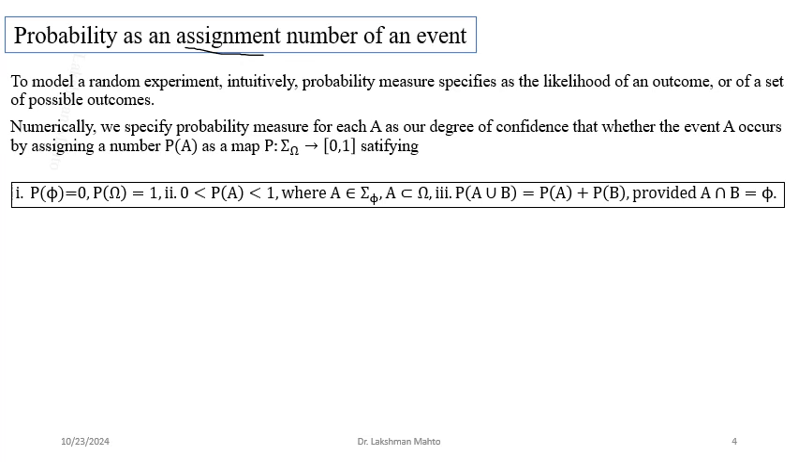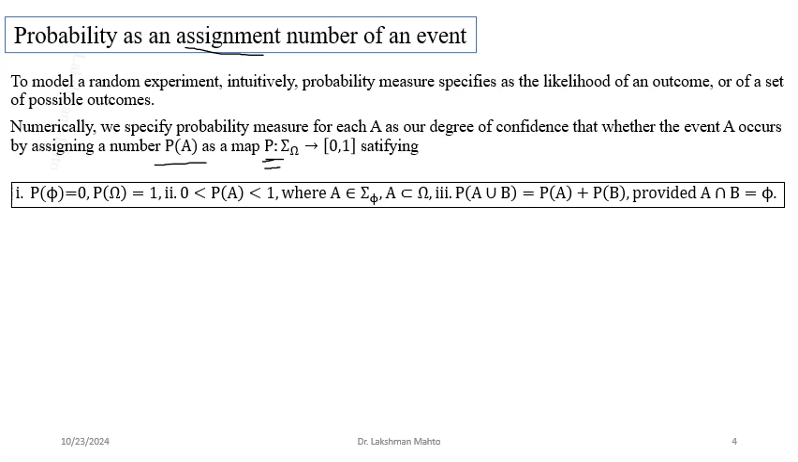So we specify the probability measure for each event A as our degree of confidence that event A will occur through the outcome of the experiment. So we are trying to compute a degree of confidence; probability is one kind of degree of confidence. It measures the degree of confidence that the event occurs, by assigning a probability measure that we call probability of A, and it is a map from the sigma algebra of omega to the closed interval [0, 1]. And don't be confused by the term probability measure; right now, for your understanding, you can simply call it the probability of an event.